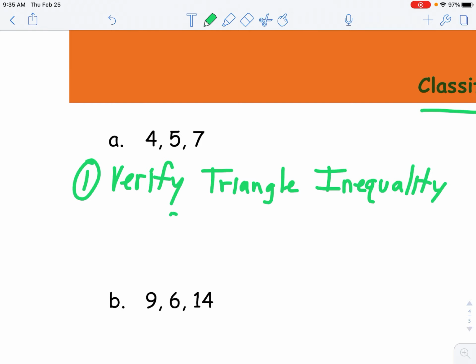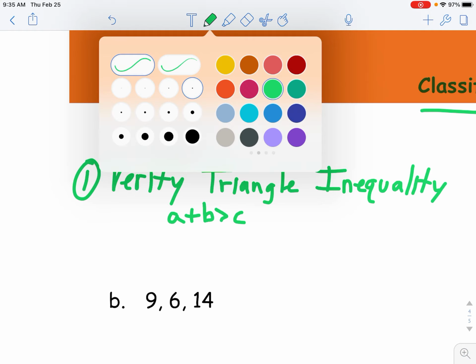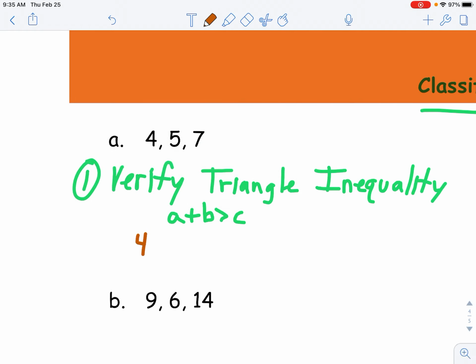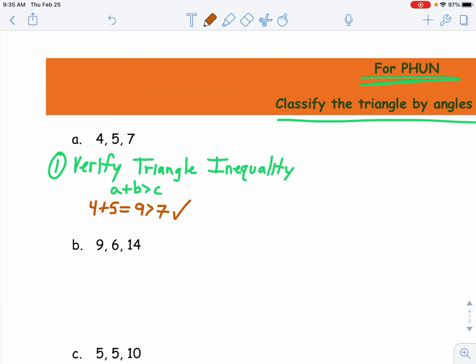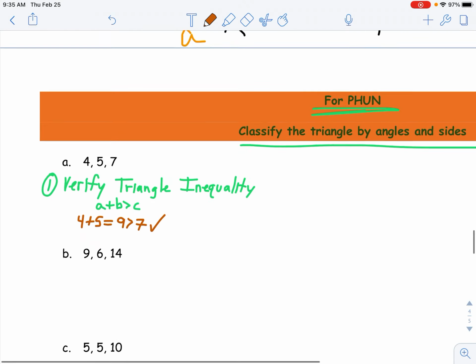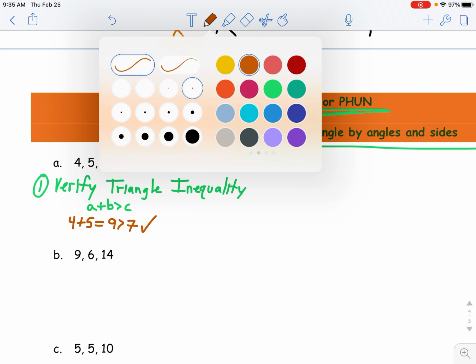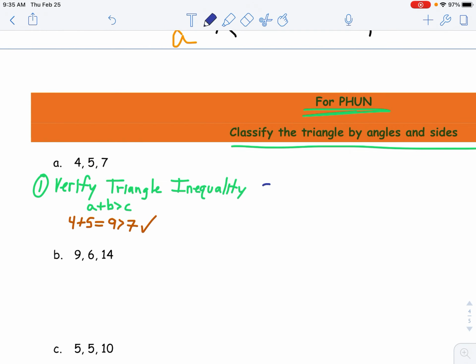All right, so that's where A plus B, the two smaller sides, must add up to be greater than the third. So in this case right here, we get 4 plus 5 equals 9, bigger than 7. So check, we can make a triangle. All right, step 2 is, well, that's embarrassing. I had step 2 and wrote 3, is plug it into Pythagorean theorem.